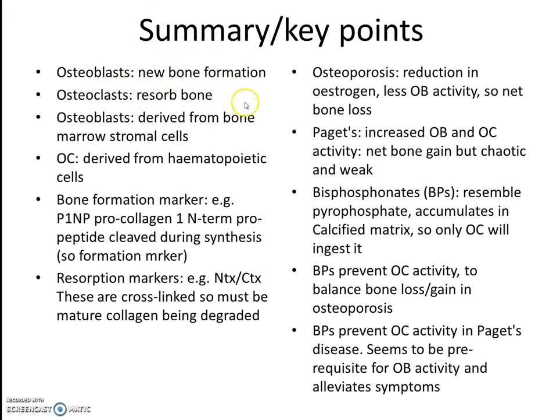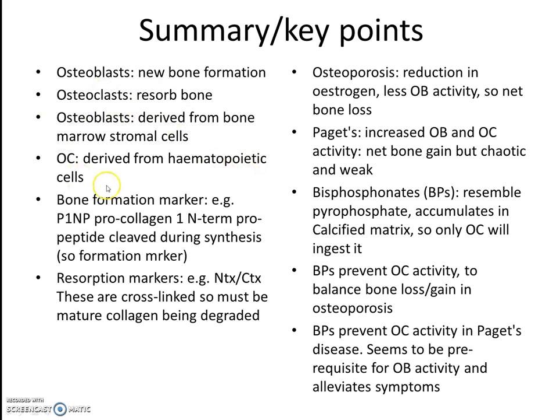Osteoclasts come along, eat away at that collagen, release fragments of collagen into blood that we can detect, things like NTX and CTX, collagen fragments as markers of bone resorption. So if we see enhanced NTX and CTX, we know the osteoclasts are overactive, shall we say.